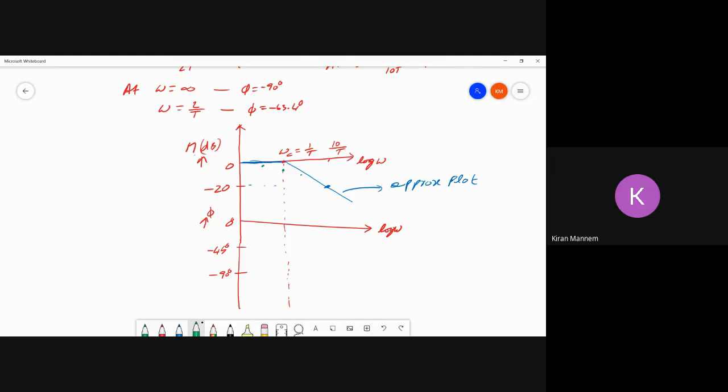To draw the exact plot, you should draw a smooth curve joining all these points. That's enough. No need to find all the values since we don't have enough time for drawing all these things. That's why we found only the correction factors at the corner frequency, half the corner frequency, and double the corner frequency. So let me draw the exact plot. It will start at 0 dB. Yeah, it's going like this, joining all these points.